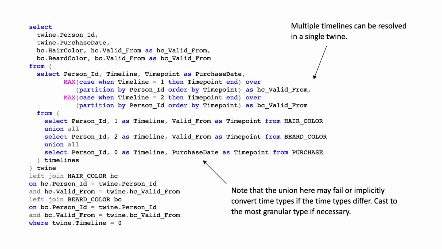And then we do those left joins that are on the primary keys in the respective tables, hair color and beard color in this case. And we keep only rows from timeline 0 in this case. So we get those purchase date time points and which hair color and beard color were valid at those points in time. So a single twine can be used to resolve multiple timelines. You can have any number of timelines that you resolve within a single twine like this.